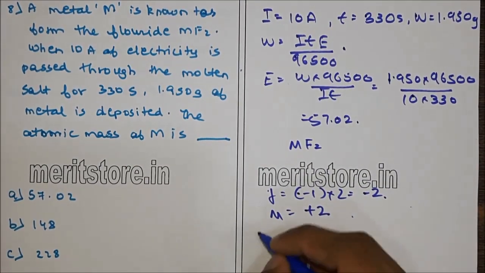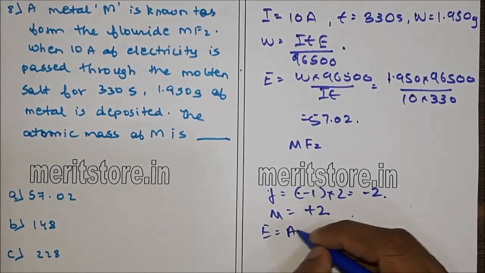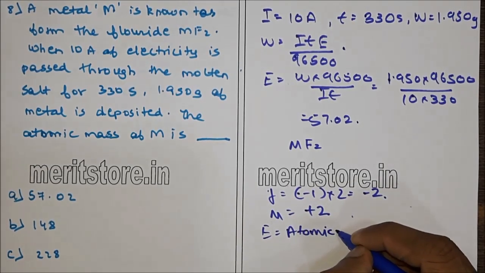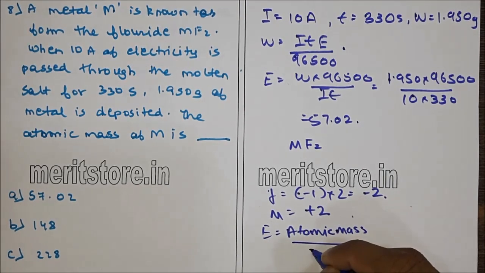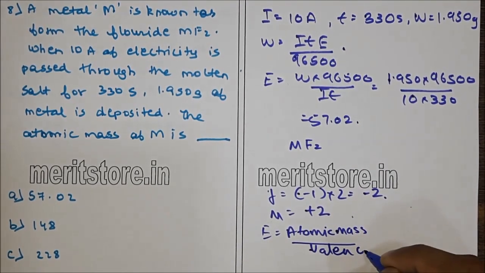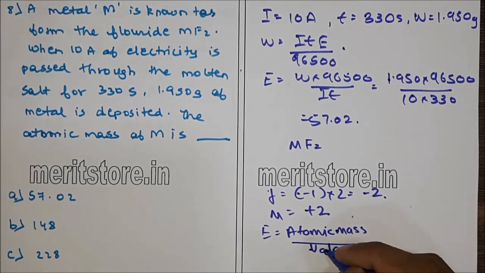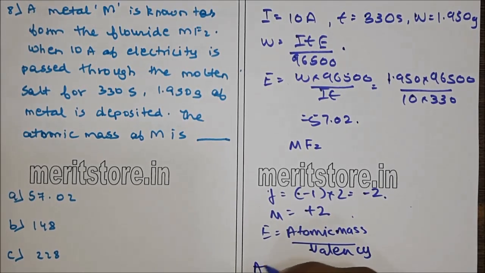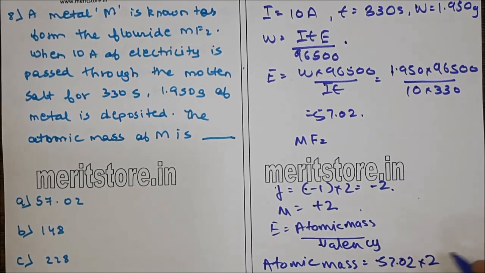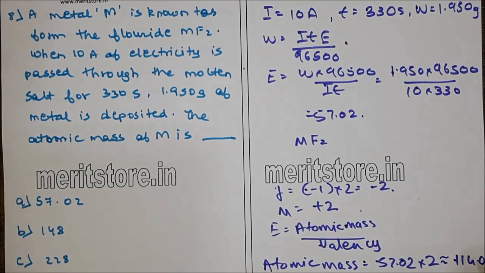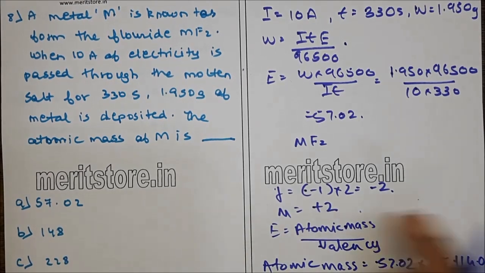Therefore, E equal to atomic mass upon valency. Therefore, we have E and valency. So we can multiply that, we can get atomic mass is equal to 57.02 into 2, which is approximately equal to 114.0, which is, we see our option D is the correct answer.